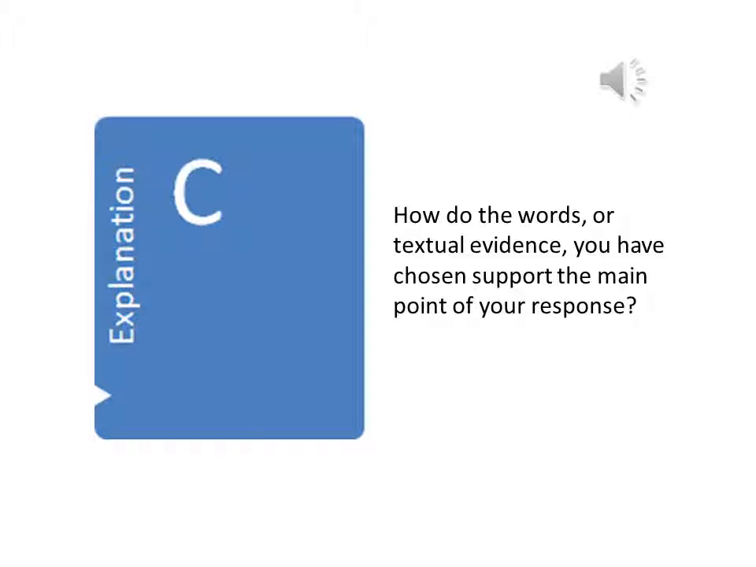Part C, the explanation, is the most important part of the ABC process. In Part C, you answer this question: how do the words or textual evidence you have chosen support the main point of your response? It is critical that you take words or ideas directly from that quoted evidence and tie it directly back to the main point introduced in Part A.